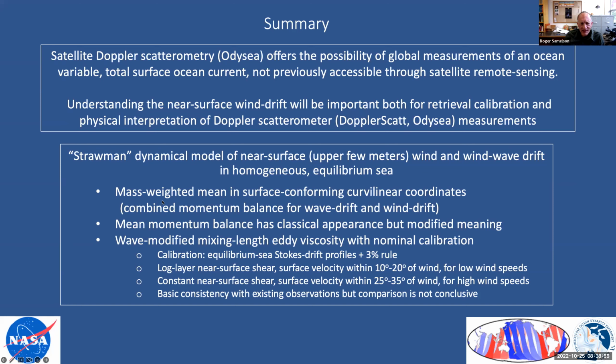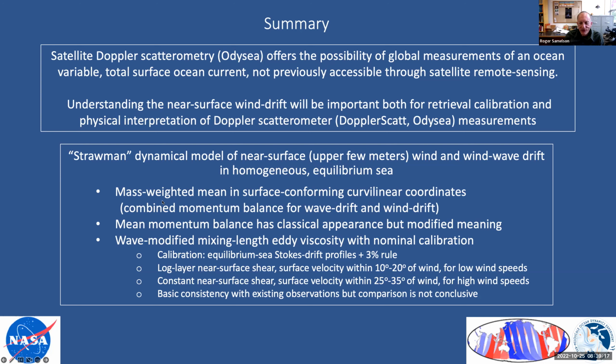And so I've argued to use this mass-weighted mean and surface conforming coordinates, and that this captures both the wind and the wind wave drift. And you get a mean momentum balance that has the classical appearance, but a modified meaning. And the turbulence closure here is a wave modified mixing length eddy viscosity.